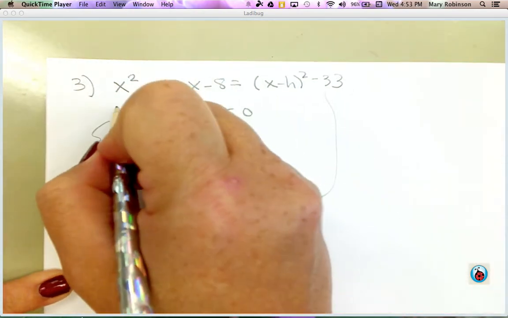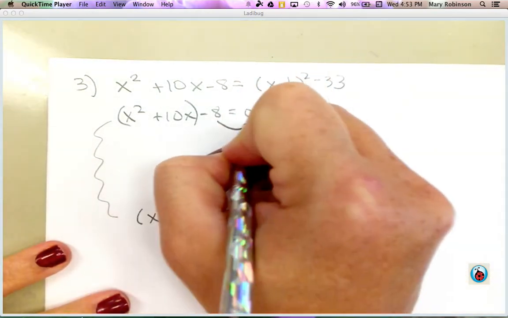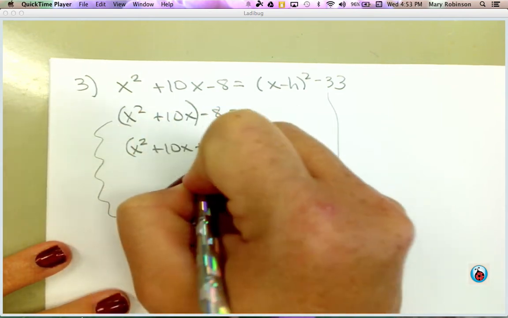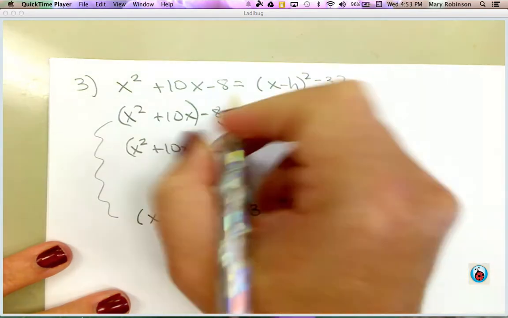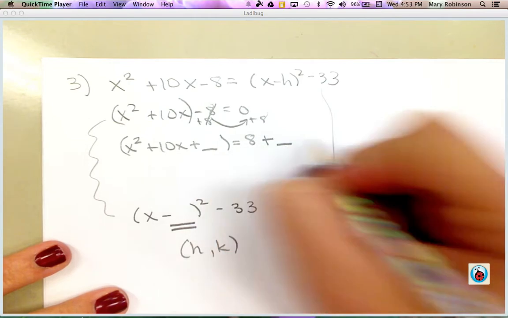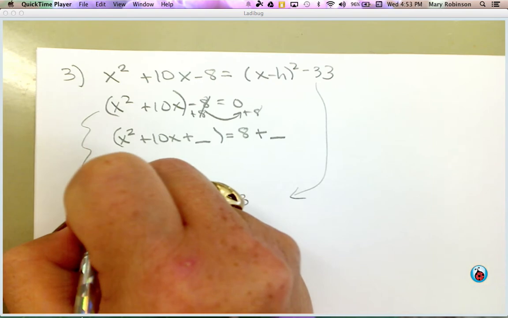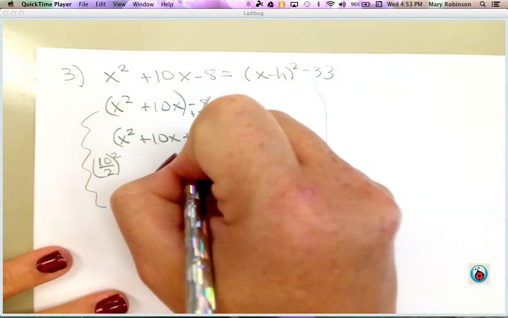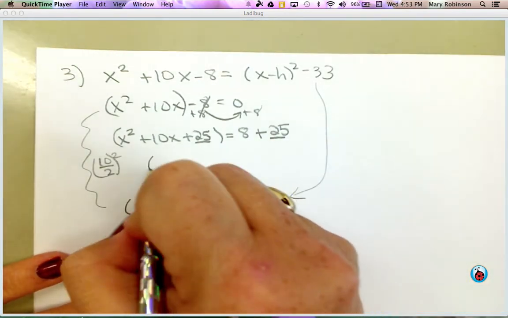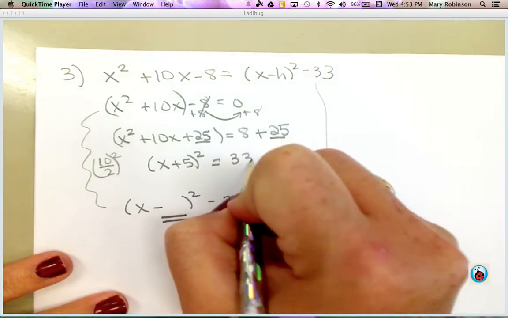Well, if we complete the square, that means we put parentheses around these two terms and move our constant to the opposite side. So we have x squared plus 10x plus blank equals positive 8. That comes from adding 8 to both sides to get rid of it over here. And we have to add it to both sides. Well, now we complete the square. So we take half of 10, which is 5, and we square it and get 25. Now I'm down to my step where I factor. So this is x plus 5 quantity squared equals 33.